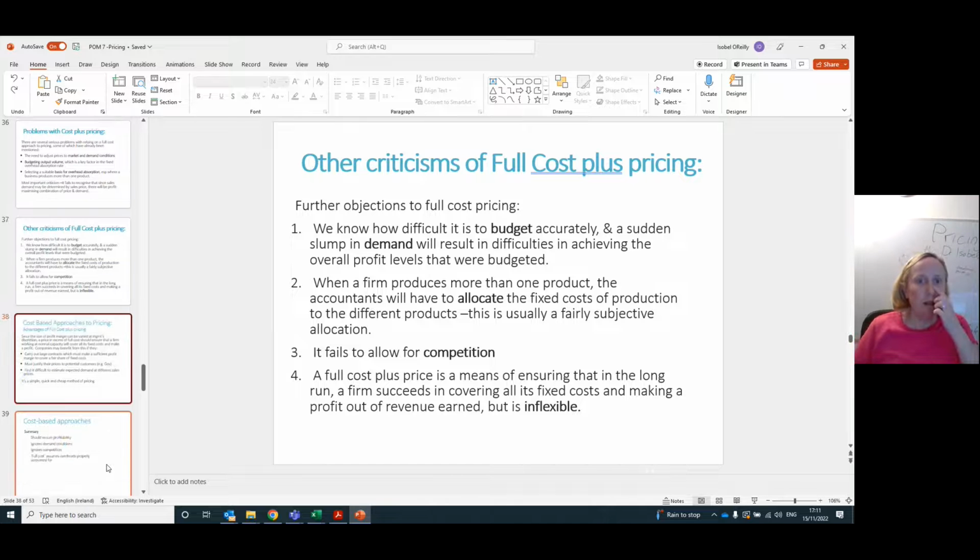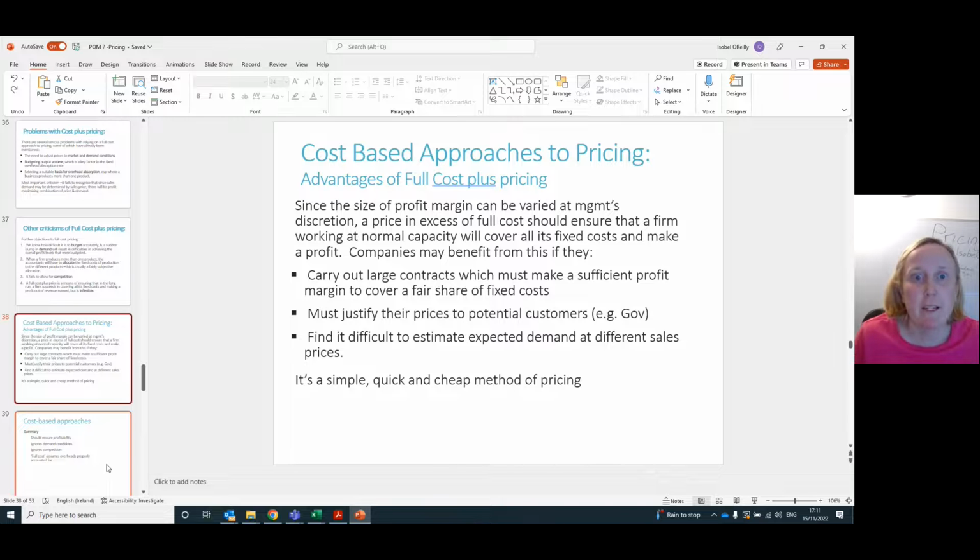So, advantages of the method: since the size of the profit margin can be varied at the management's discretion, a price in excess of full cost should ensure that a firm working at normal capacity will cover all its fixed costs and make a profit. So companies may benefit from this if they carry out large contracts, which must make a sufficient profit margin to cover a fair share of fixed costs. So it depends on how our company is structured. If they must justify their prices to a potential customer, so for example, large government contracts, they want to see the breakdown of how that tender price has been arrived at and what is the overall profit margin that is expected, and so on.